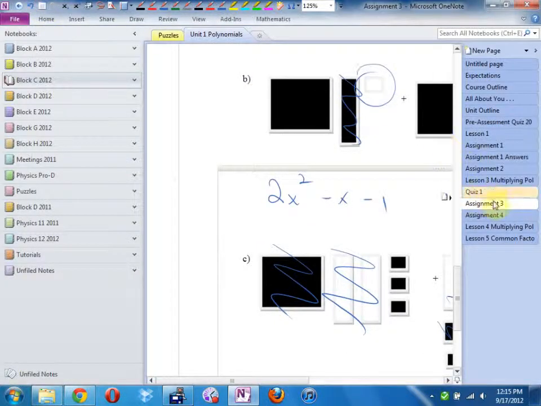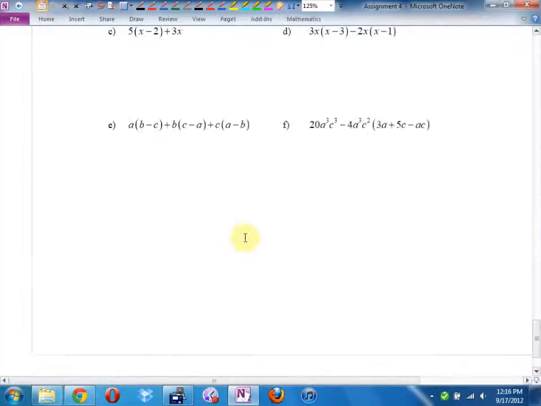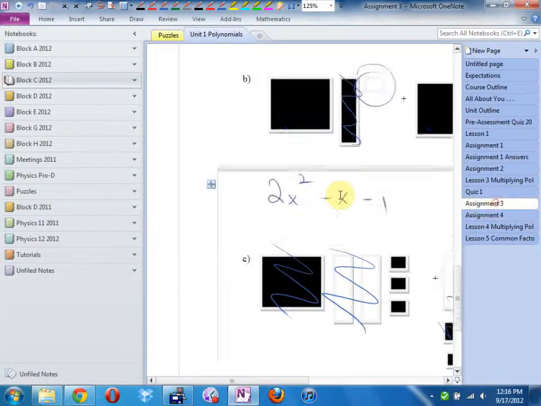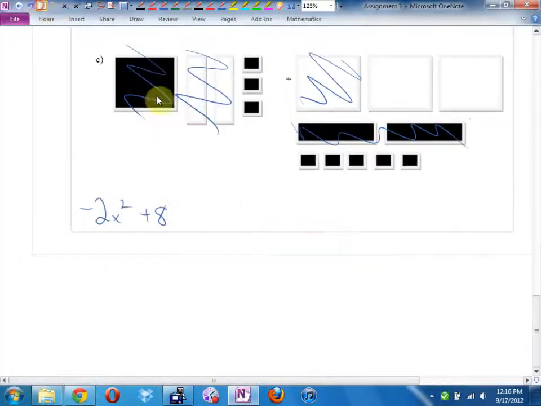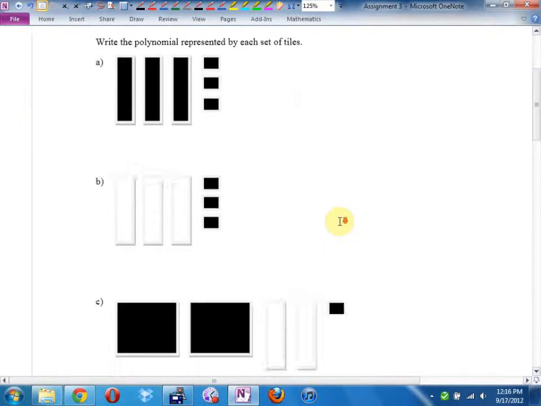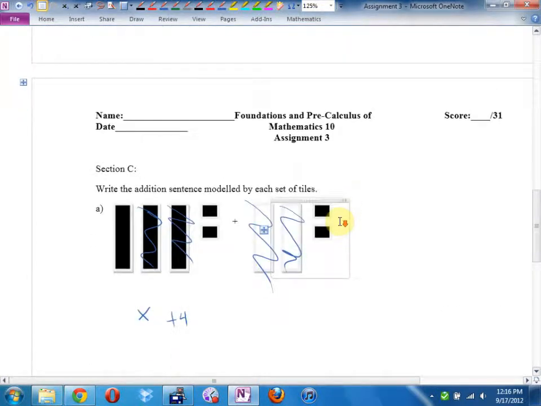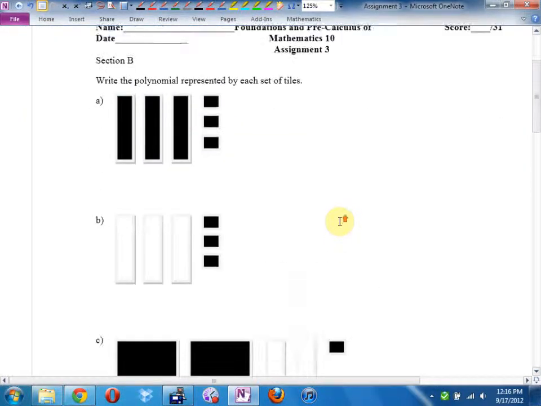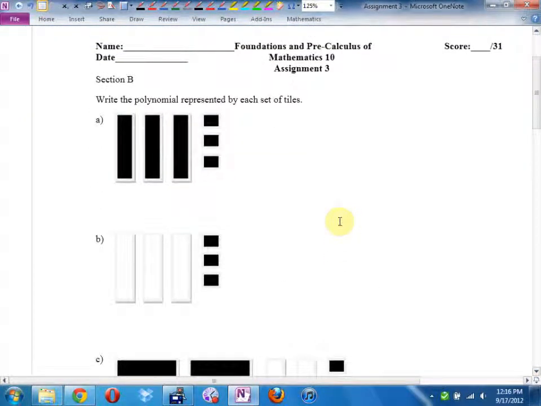And then I also gave you, I believe, assignment 4. Assignment 3 was double-sided. Yeah. Oh, assignment 3 was double-sided for you guys? Oh. Sorry, I thought that was where it started. I started at section C. I gave you section B as well, yes? Yes. Gotcha, my bad. No wonder you were a little confused.